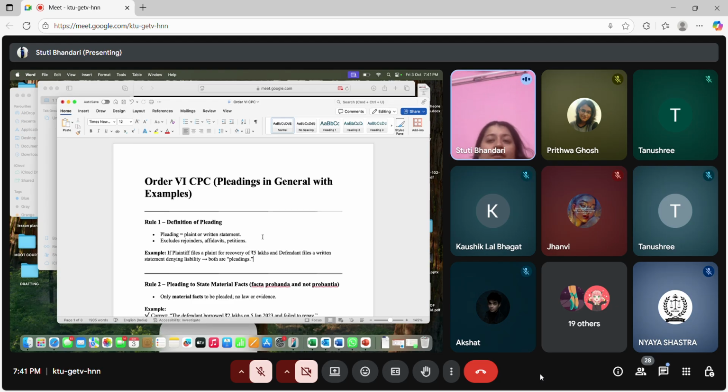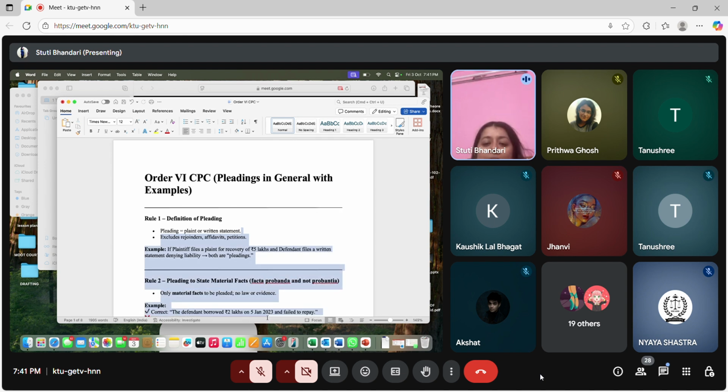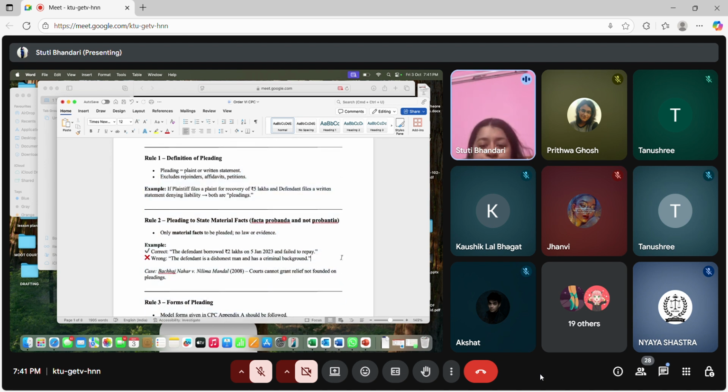See, for example, as I told you, if a plaintiff is filing a suit for recovery of money, if a plaintiff is saying that the defendant has taken 5 lakh rupees from me as loan and he is filing a suit for recovery of those 5 lakh rupees, so the reply which the defendant would be filing, wherein he would deny that he has taken 5 lakh rupees or say he has already paid that amount, that would be called the written statement. ये दोनों they form the part of a pleading. Rule 2, pleading to state material facts.